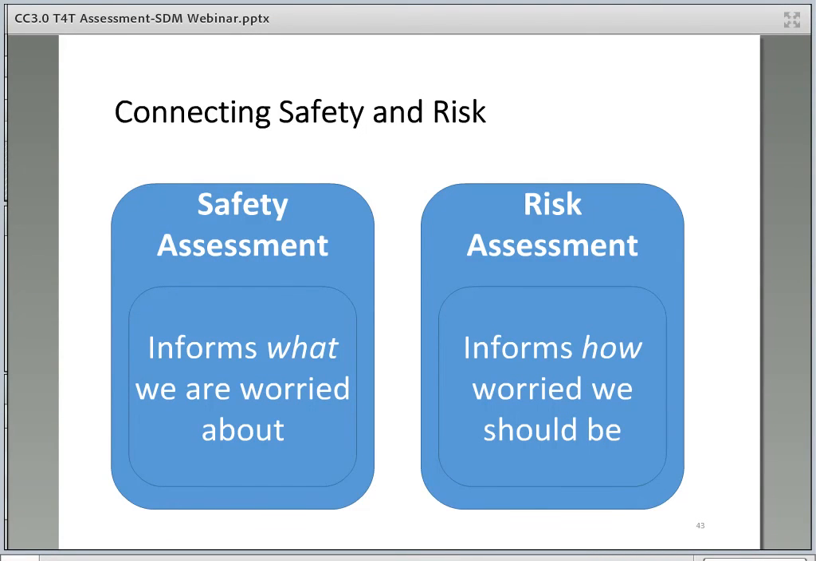This slide shows the relationship between the safety and risk assessment tools. It's just a reminder that the safety assessment helps us determine what we are worried about, while the risk assessment informs us how worried we should be.